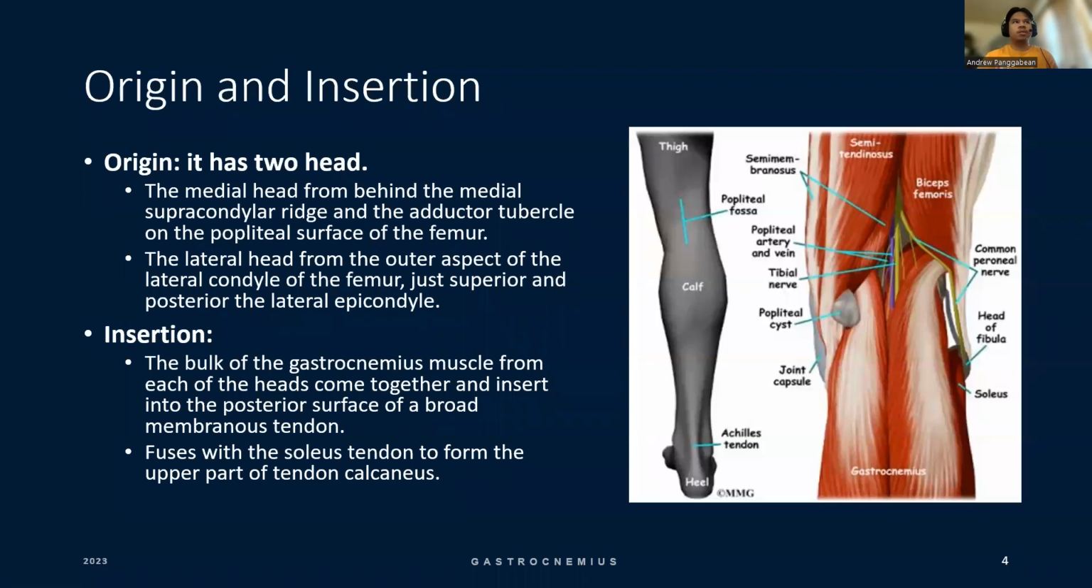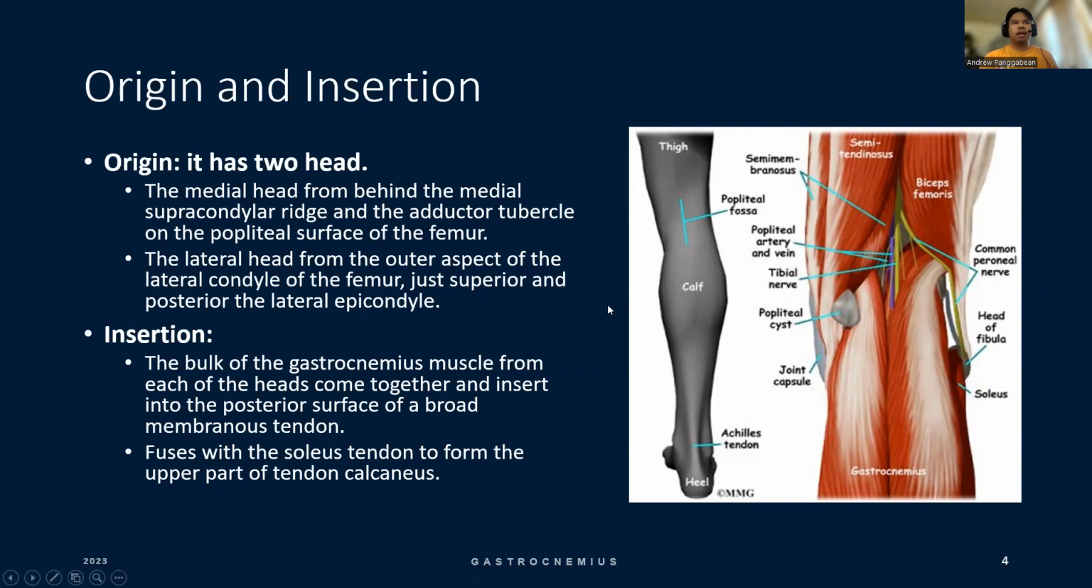Origin and insertion. So, origin: again, the gastrocnemius has two heads. The first one is the medial head, which is located on the posterior side, in the medial supracondylar ridge and the adductor tubercle on the popliteal surface of the femur. It's located right over here.